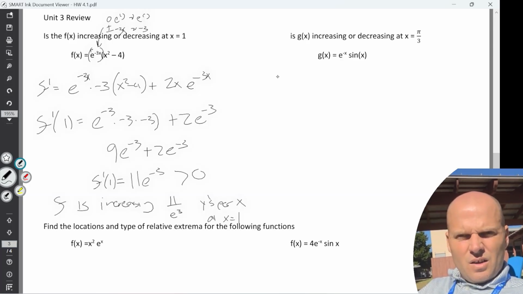Okay. We've done this one before. It's a product. But part of the product is a chain. Slopes of the first times the second, plus the slopes of the second times the first. And let's plug in pi over 3.